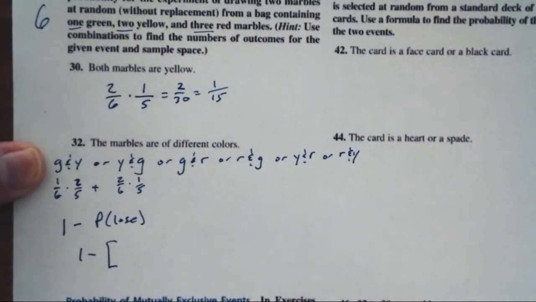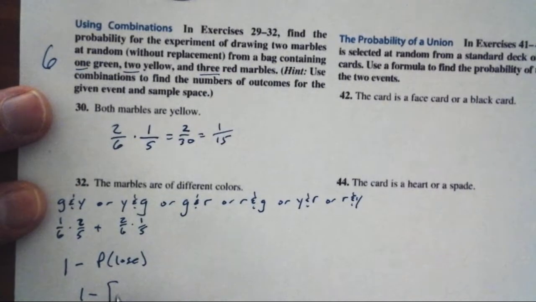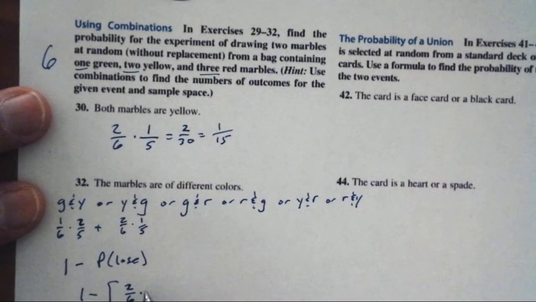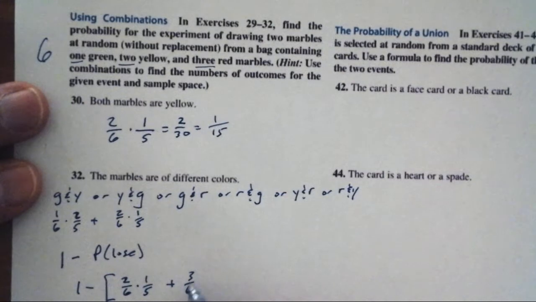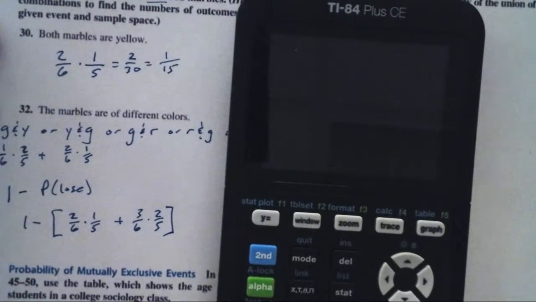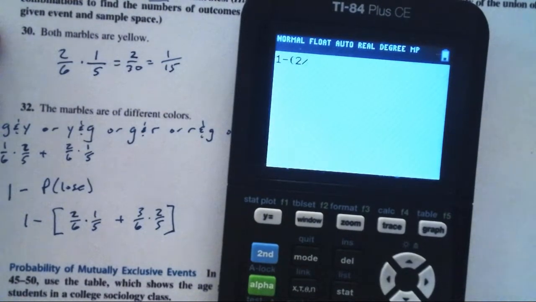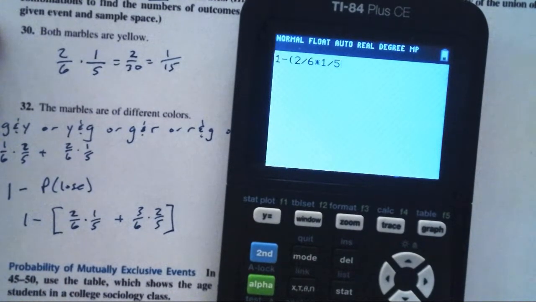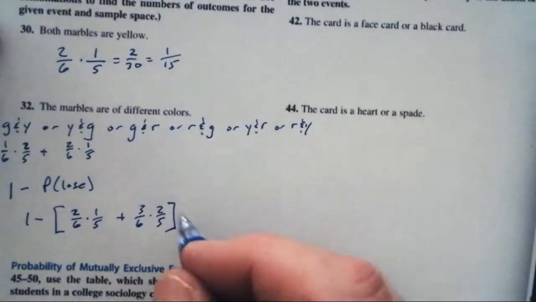How could we lose? I could lose if I got a green and a green, but I can't get a green and a green. I could lose if I got a yellow and a yellow. Well, a yellow and a yellow would be 2/6. The first one's yellow, 1/5 the second one is. Or I could lose if I got two reds. The first one being red would be 3/6, the second one being red would be 2/5. So we could do that. I'm just going to be lazy with it. So we're just going to have 1 minus 2 divided by 6 times 1 divided by 5 plus 3 divided by 6 times 2 divided by 5. And I'm going to math fraction that, and we end up with 11/15.